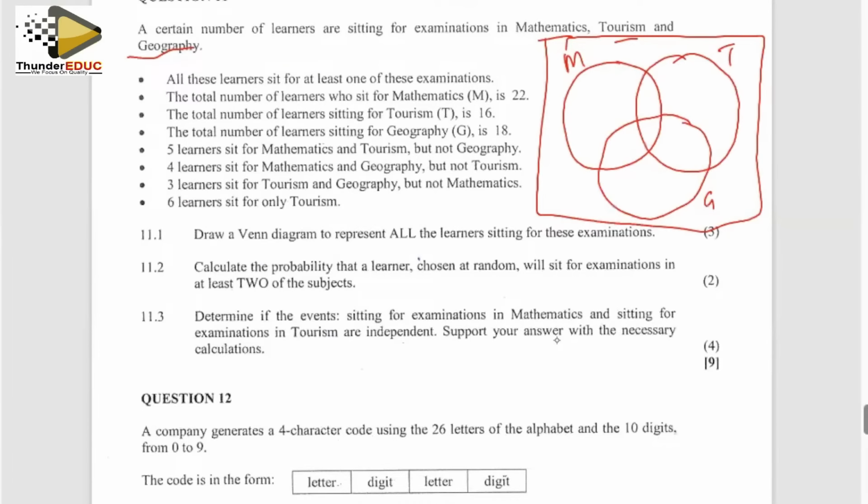They are telling us that maths must be 22, which means this circle must add up to 22, this circle must add up to 16, and this circle must add up to 18. 5 learners sit for maths and tourism, but not geography. So maths and tourism is 5, so that is where the 5 is. Then 4 learners sit for maths and geography. And then 3 learners sit for tourism and geography. That is 3. 6 learners sit for only tourism, which is that.